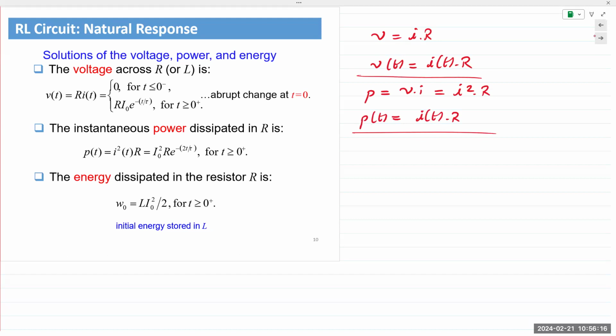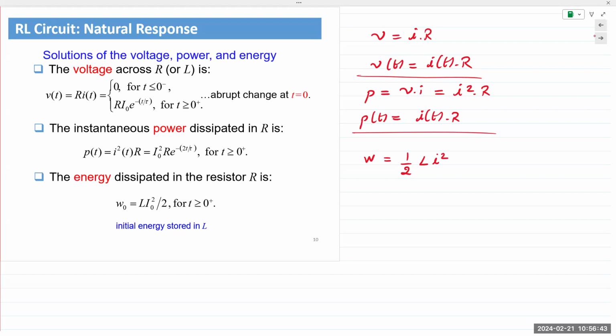And then total energy dissipated in the resistor, again, there's a derivation for this, but it comes out to be the exact same equation, half Li squared, which is what we saw in chapter 3. All of that stored energy in the inductor has nowhere else to go. It is going to get dissipated in the resistor. And so the total energy dissipated in the resistor is basically half Li squared.